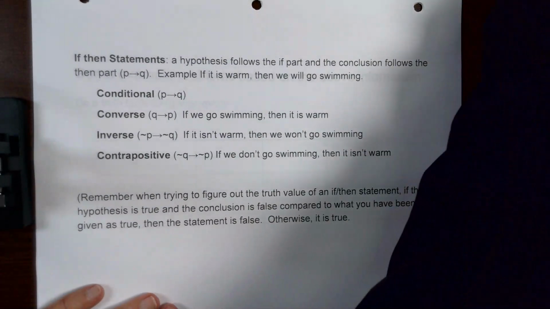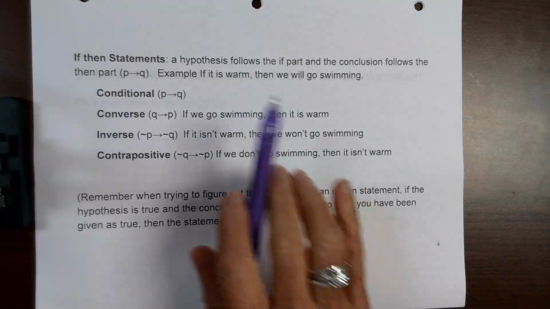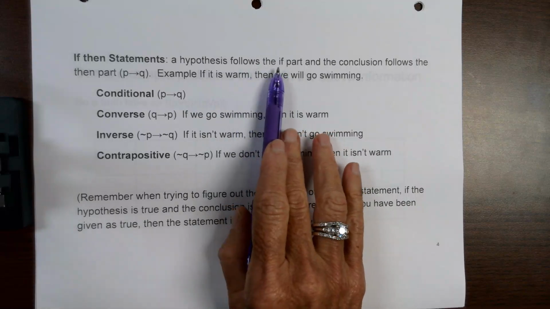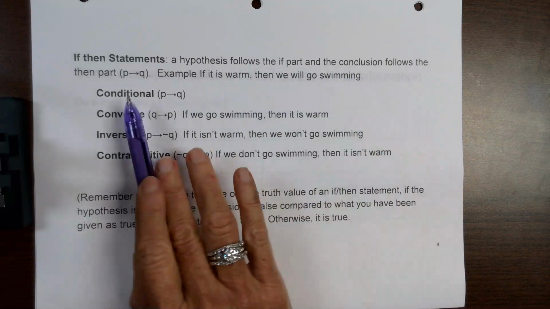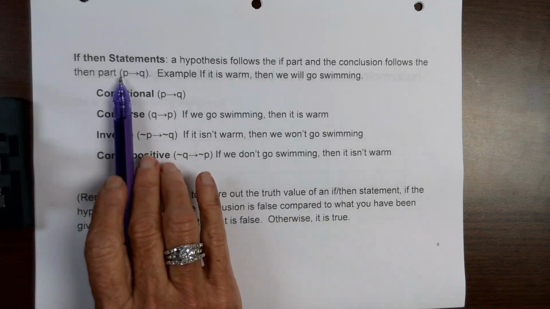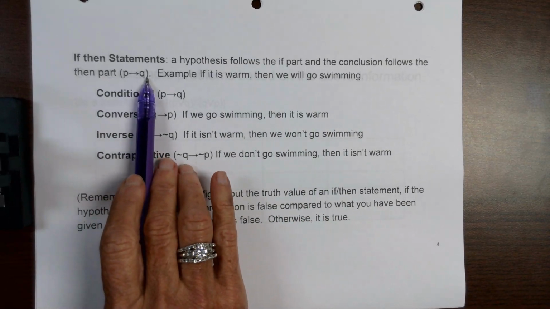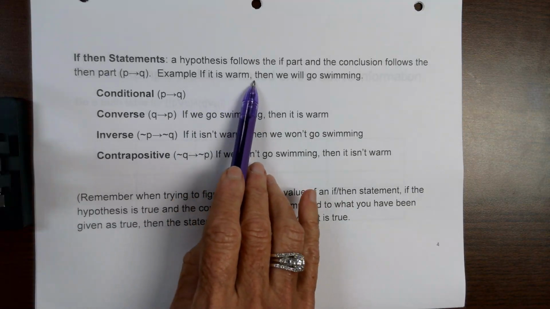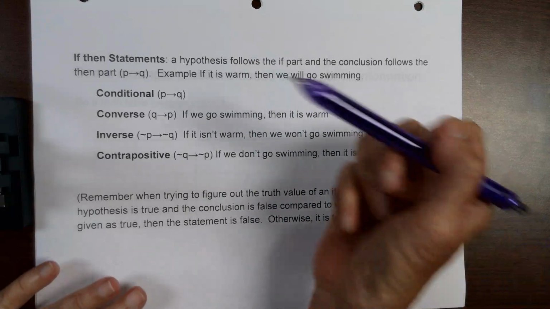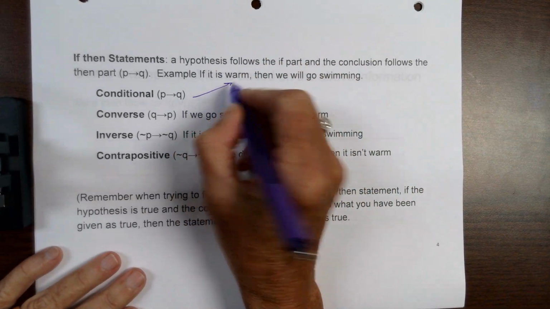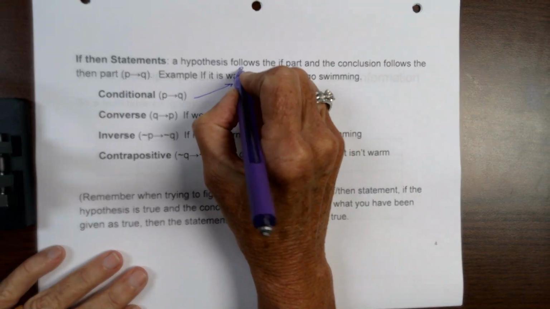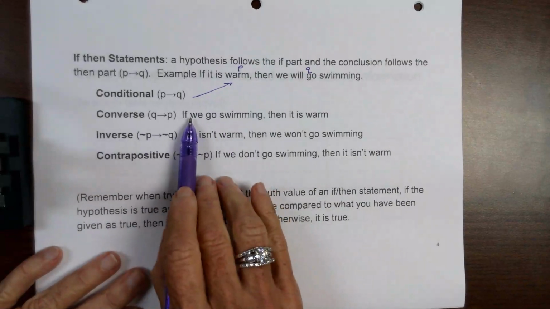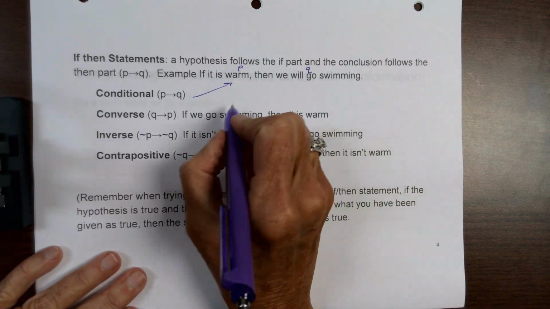We also talked about if-then statements. An if-then statement has a hypothesis, follows the if part of it, and then the conclusion follows the then part. This is read P then Q. An example of this might mean if it's warm, then we will go swimming. That is the conditional statement. Okay, so that's P then Q. The converse of it is if we go swimming, then it's warm.